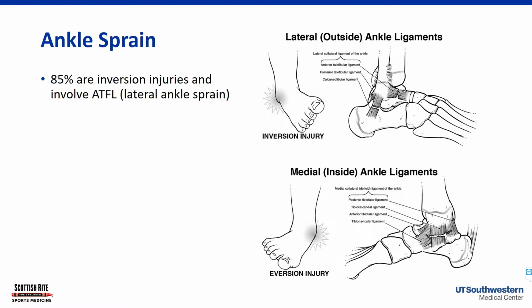Sometimes there's an inversion and eversion. They kind of compensate and roll back the other way, so they can get both the lateral and the medial side. And it's less common to have just an isolated medial ankle injury. So we're looking at that mechanism. Again, with inversion, injuries tend to be on the outside, the lateral ligaments of the ankle, with the ATFL, or the anterior talofibular ligament, being the most commonly injured ligament in these sprains.